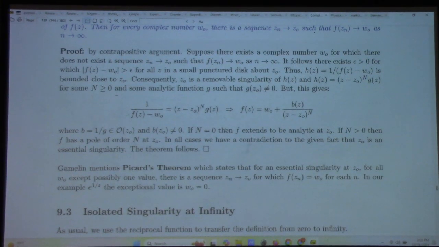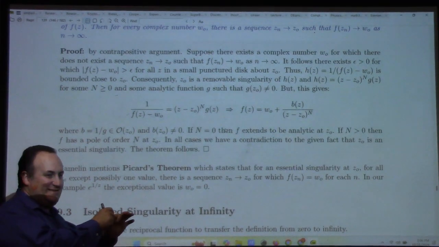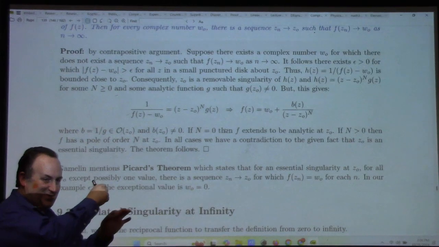And that's probably the same Picard as the Picard iteration we talked about in the other class. But it states that for an essential singularity z naught, for all w naught except possibly one value, there is a sequence z_n going to z naught for which f of z_n is equal to w naught for each n. So it's not just that it limits to w naught. You can find a sequence such that as you get closer to the essential singularity, it's always attaining the value w naught at each point in the sequence.